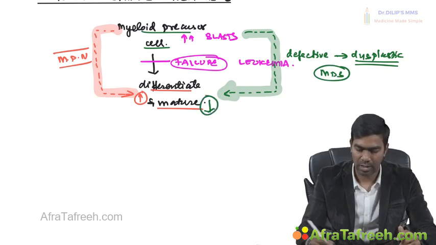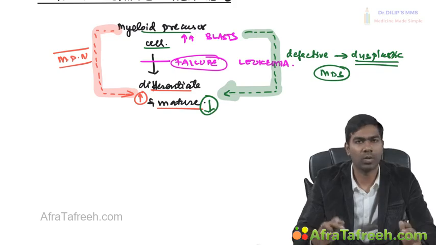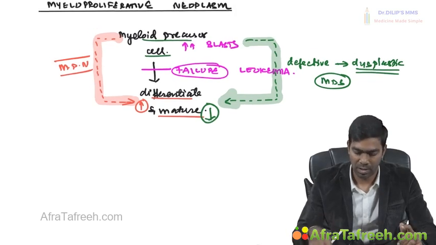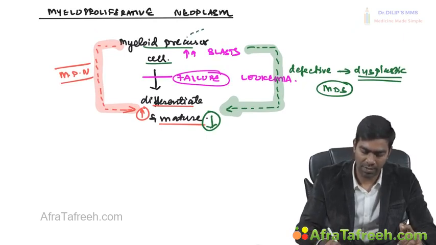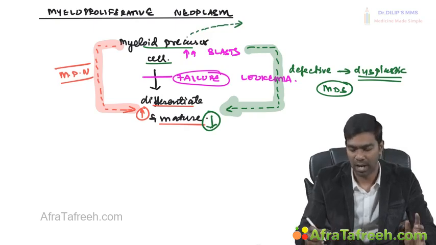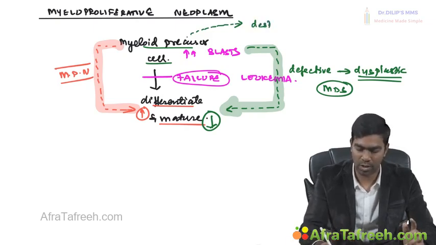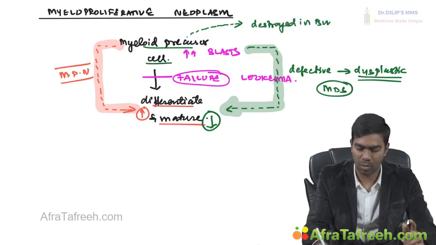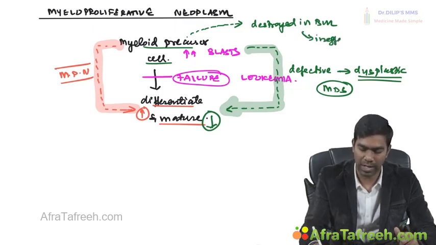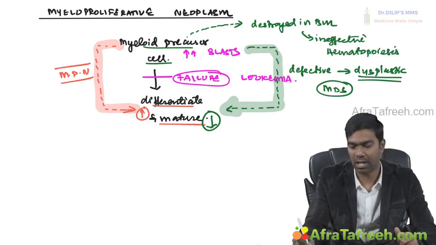In this, the amount of mature cells again is going to reduce. Clear? At the same time, the defective myeloid precursor cells are also going to get destroyed in the bone marrow itself, which means it's going to result in ineffective hematopoiesis. They try to differentiate but they can't, because of defective differentiation and maturation, and they will be destroyed within the bone marrow, resulting in ineffective hematopoiesis, and hence a reduced number of cells in the periphery. So you can see all these three processes are totally different.